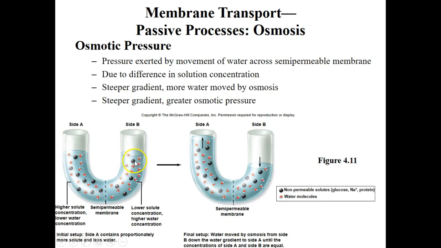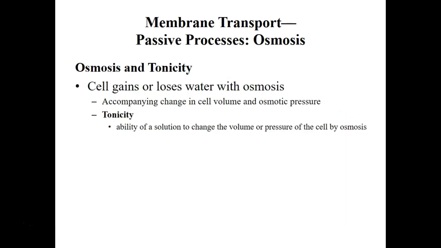But if we look at the amount of solutes, we have 4 solutes on this side, and 8 solutes on this side. So water is going to move from the higher concentration of water to solute ratio to the lower concentration of water to solute ratio until we have equal amounts of water to solute on both sides. And this is how our cells gain and lose water.